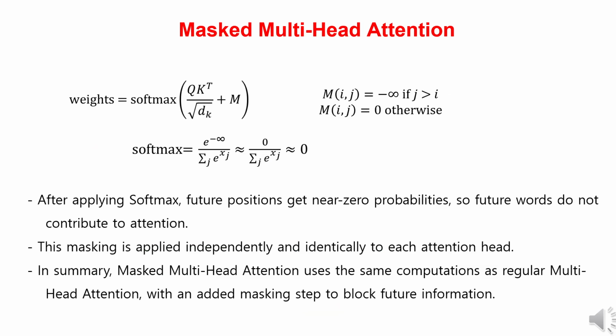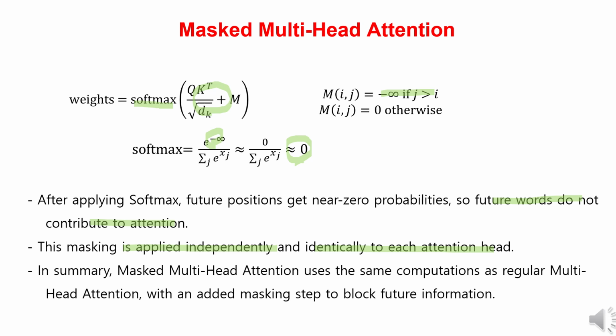When the softmax function is applied to these masked scores, the values corresponding to future positions are pushed toward negative infinity, causing their probabilities to converge to almost 0 in the softmax output. As a result, future words are effectively excluded from the attention weights and contribute nothing to the construction of the current token's representation. This masking is applied independently but identically across all attention heads.